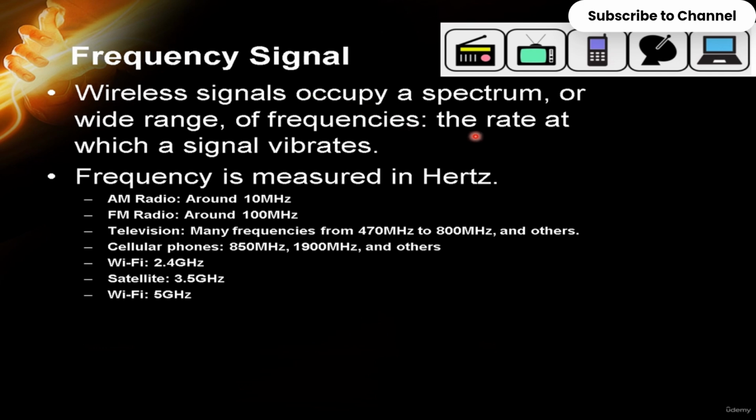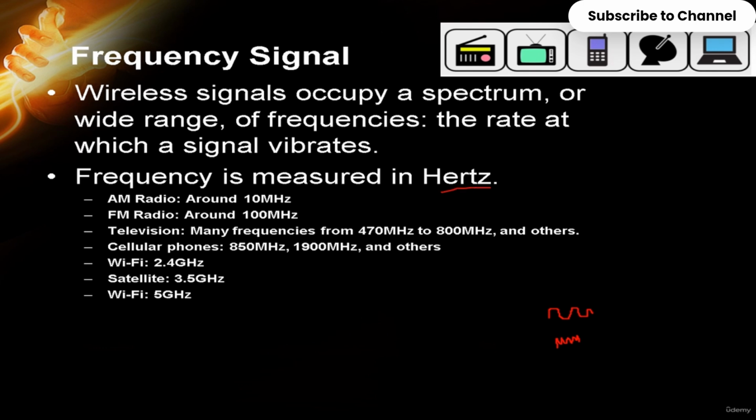The frequency of the signal is the rate at which the signal vibrates. If the signal vibrates very slowly, then we can say it is a very low frequency. If the signal vibrates very quickly, we can say it is a high frequency. Based on the vibration, the signals are classified as low frequency signal or high frequency signal. The frequency is measured in hertz.